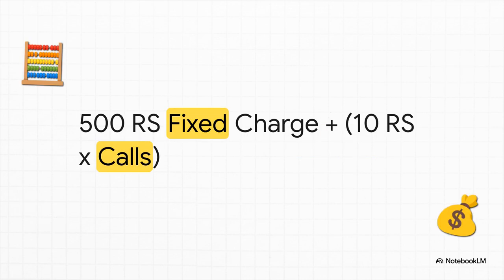So, to find your total mixed cost, you have to do a little bit of simple math. Let's say you make 100 calls this month. You pay your 500 rupee fixed fee, plus you pay 1,000 rupees in variable fees. That's 100 calls times 10 rupees. So your total semi-variable bill comes out to 1,500 rupees. Recognizing this split is absolutely vital. If you try to treat a mixed cost as purely fixed or purely variable, your future budgeting is going to be completely out of whack.